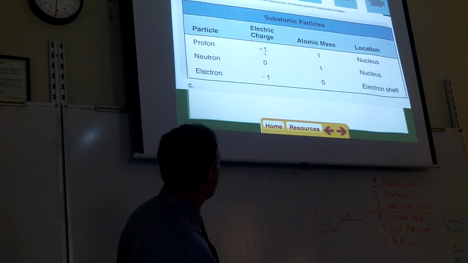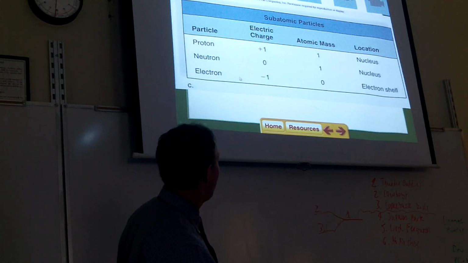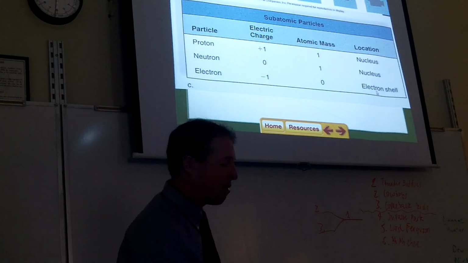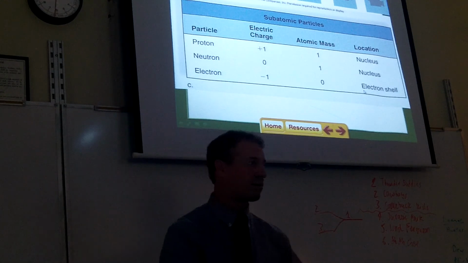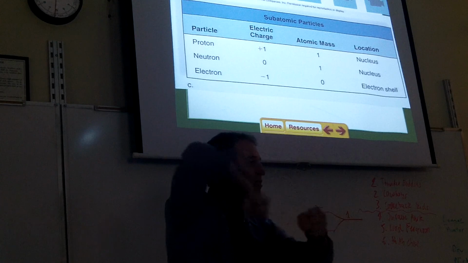Protons all have a +1 charge. Neutrons have a 0 charge. Electrons have a -1 charge. Protons and neutrons are found in the nucleus, and electrons are in the electron shell. So you've got your protons and neutrons in the middle, and the electrons orbiting it.